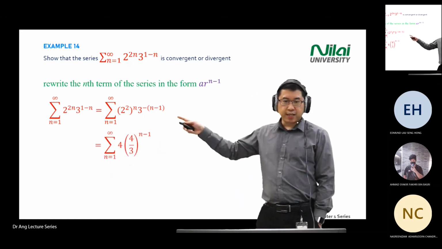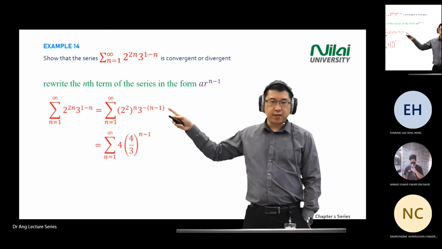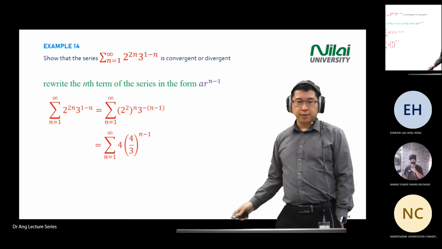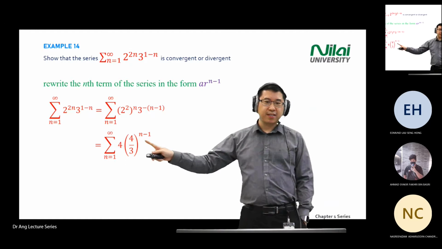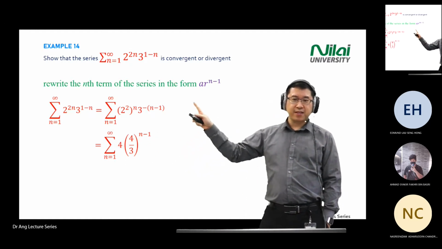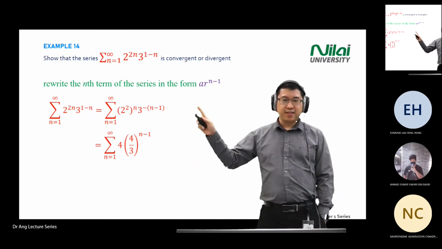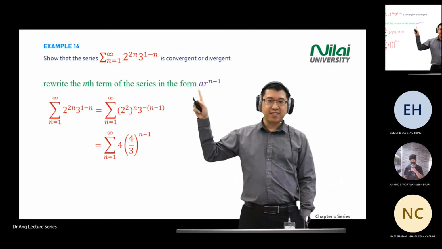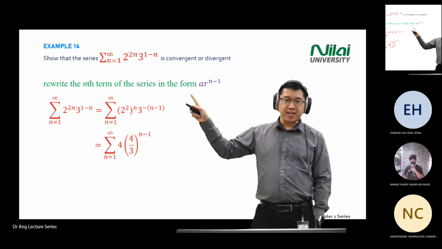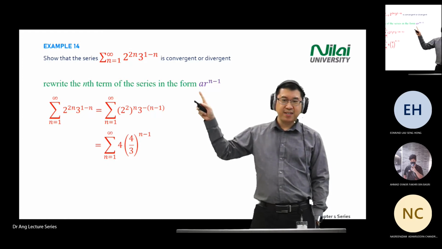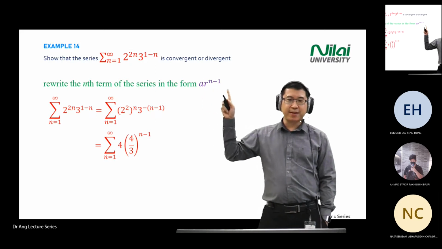Okay, once you get from here to here, can you see the pattern, this one and this one? Can you see the pattern? Nizam, what is your a? You compare the blue color and the red color. What is your a? a is 4. r? 4 over 3. Correct. And this one is the same.